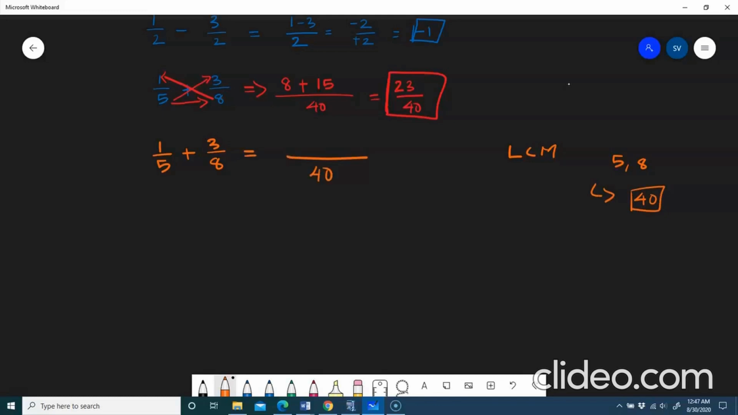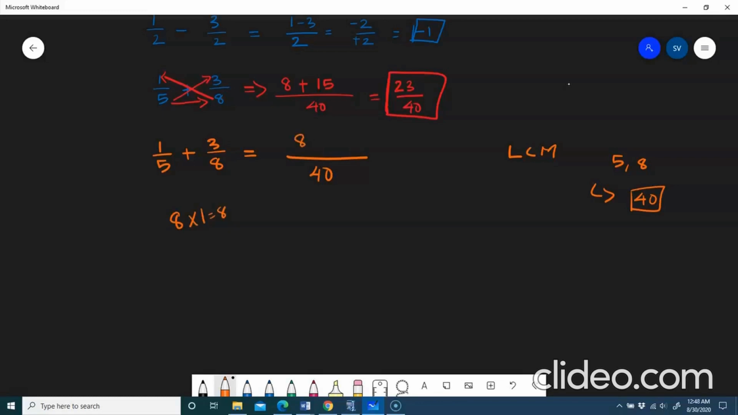Now you need to listen. What I'm trying to do here is make the denominator the same. Instead of having those many steps, I just directly write the LCM here, that is 40. Now in this next step, be very careful. Divide this LCM by each of the denominators. So 40 divided by 5, answer is 8. Multiply that answer with the numerator. So 8 times 1, answer is 8.